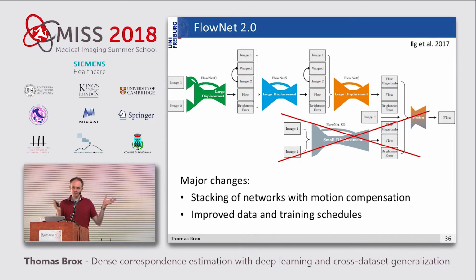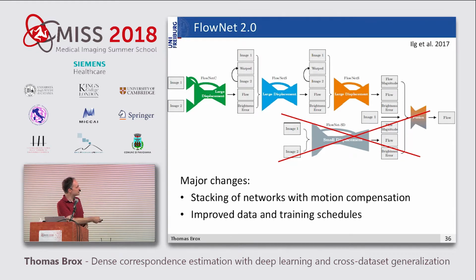So that was the first change, that we stacked these networks and used motion compensation. And the second one is an improved data and training schedule. We optimized on the data, starting from these flying chairs to using something more sophisticated, and also introduced some training schedules on data sets. I will talk about this later in part 3. Here we'll show that this now improves results quite a lot, especially on real data and on data with small displacements.